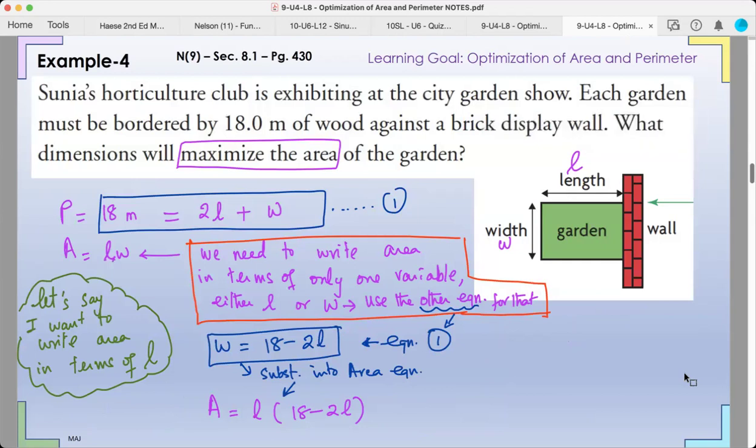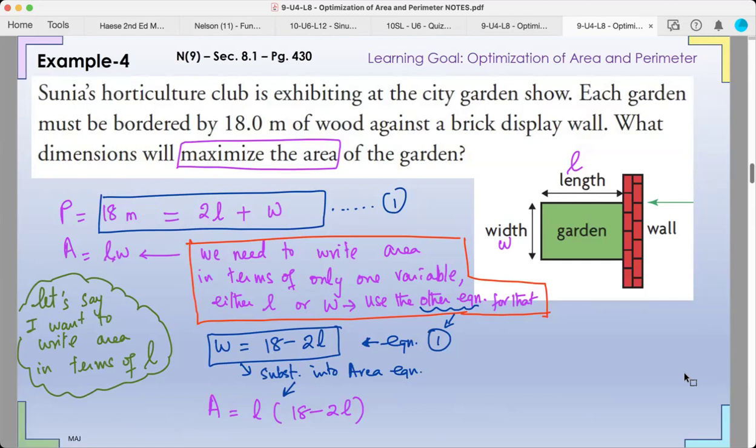This question is a little different. Here we cannot say, okay, it's going to be a square, so I'm going to take 18 meters and make it into a square. No, that doesn't work, okay? We cannot say it's going to be a 4x4 square. So what we're going to do is look at the perimeter equation. P is equal to, the perimeter is 18 meters.